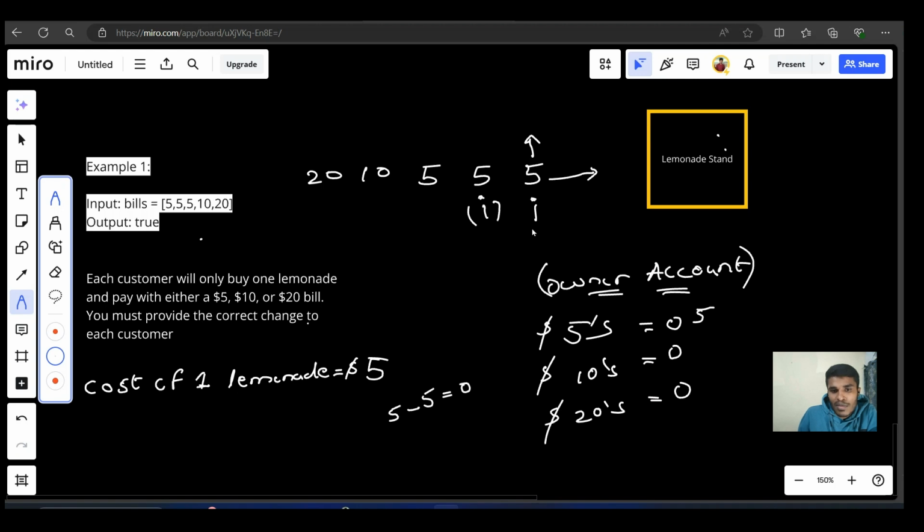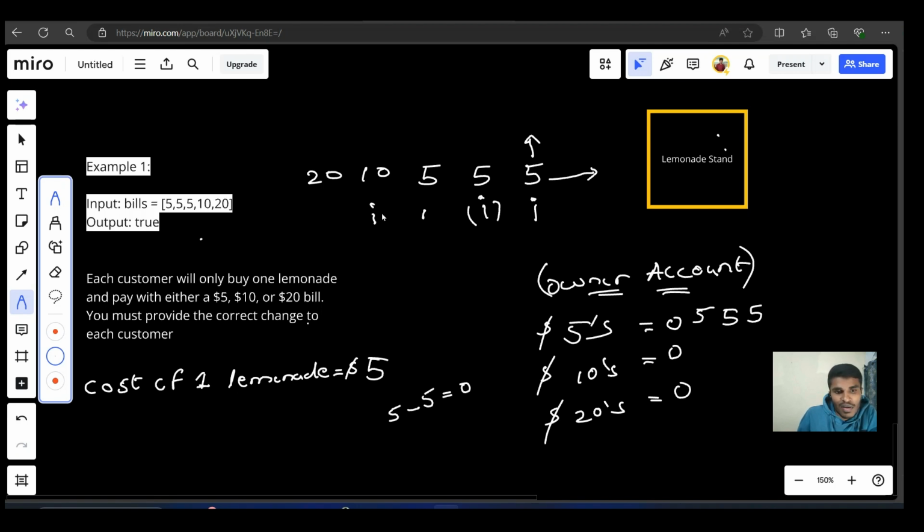Similarly, this customer also comes in and buys a lemonade. He paid 5 rupees, so the owner will not return anything to this customer. Now we are at the third customer. This customer also pays 5 rupees and the owner does not return anything. And we are at the fourth customer.